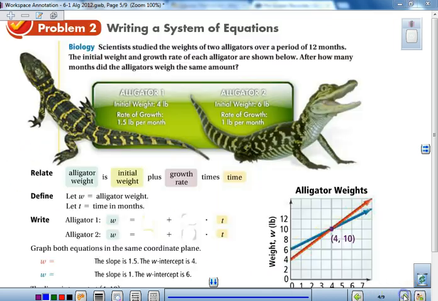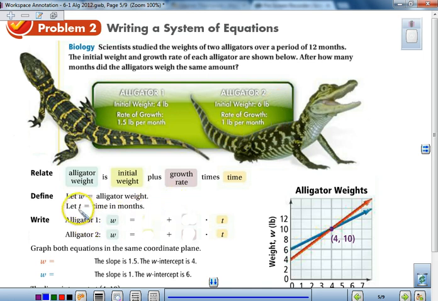Here's a story problem. Sometimes some of you struggle a little more with the story problems as you're writing those. It says, in biology, scientists are studying the weights of 2 alligators over a period of 12 months. The initial weight and growth rate of each alligator are shown below. It says, after how many months did the alligators weigh the same? Well, here's alligator 1. His initial weight was 4 pounds, but he's growing at 1.5 pounds per month. Whereas alligator 2 started at 6 pounds, but is only growing at 1 pound per month.